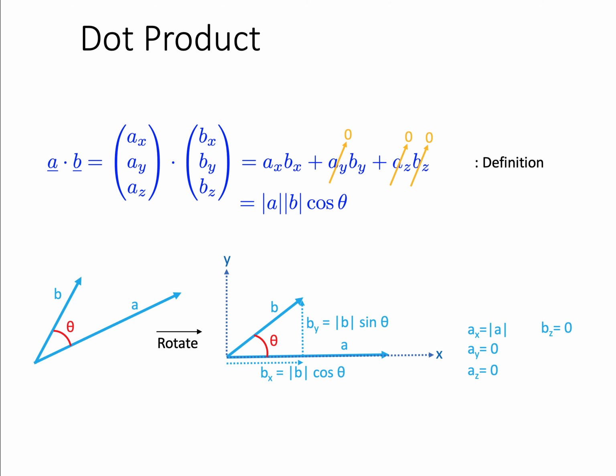So when is the dot product useful? For example, when a force pushes an object, only the component of the force parallel to the movement direction contributes to the work done. So we have the equation: work done equals the dot product of force and distance.